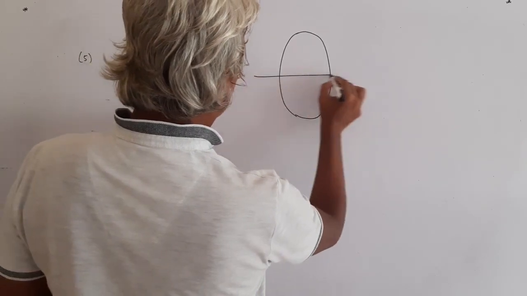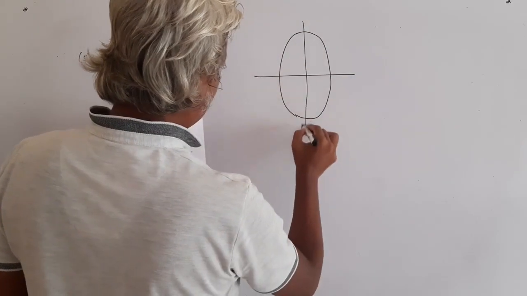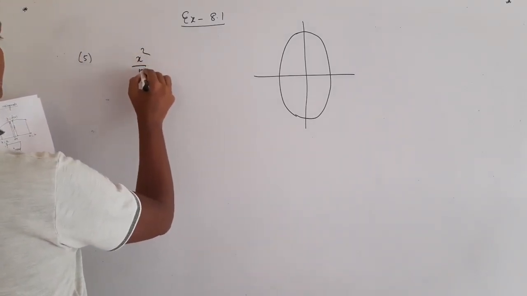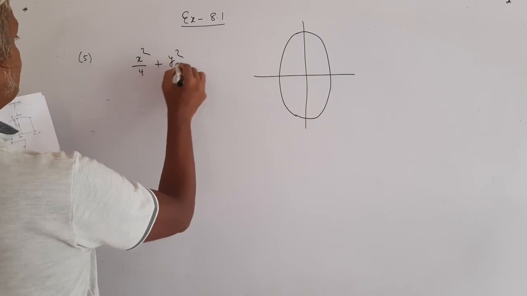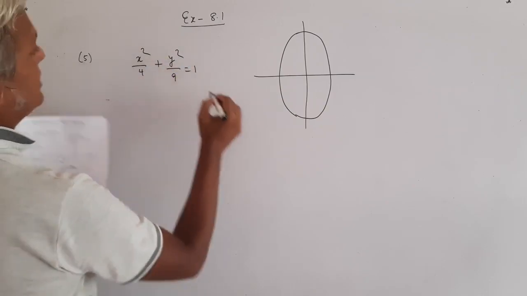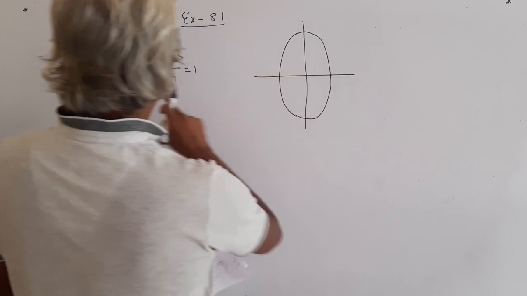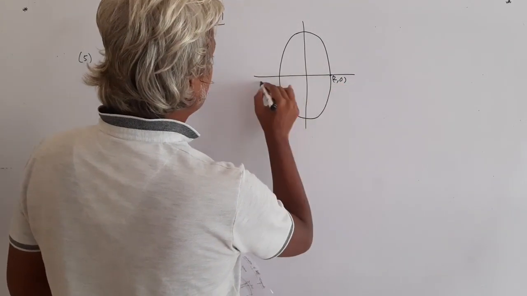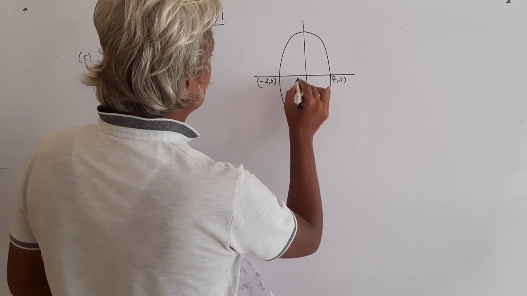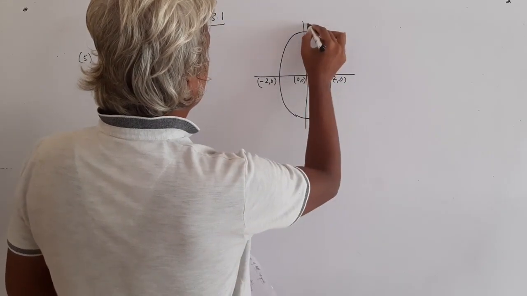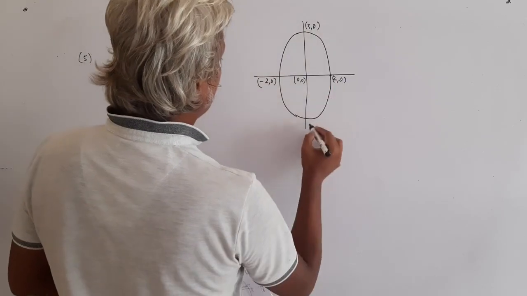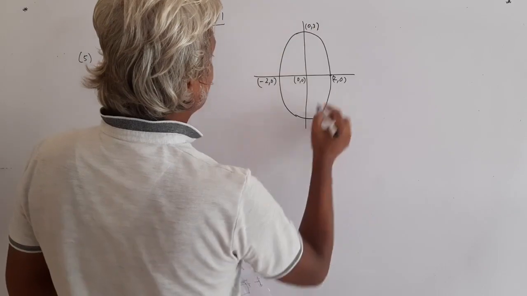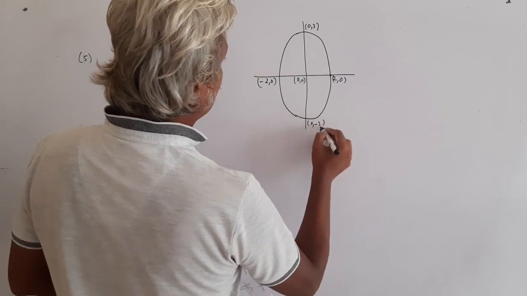Like this. And the equation is x square over 4 plus y square by 9 equals 1. Means this is 2 square, this is 3 square. So this is 2 comma 0, minus 2 comma 0, origin is 0 0, 0 comma 3 and 0 comma minus 3.